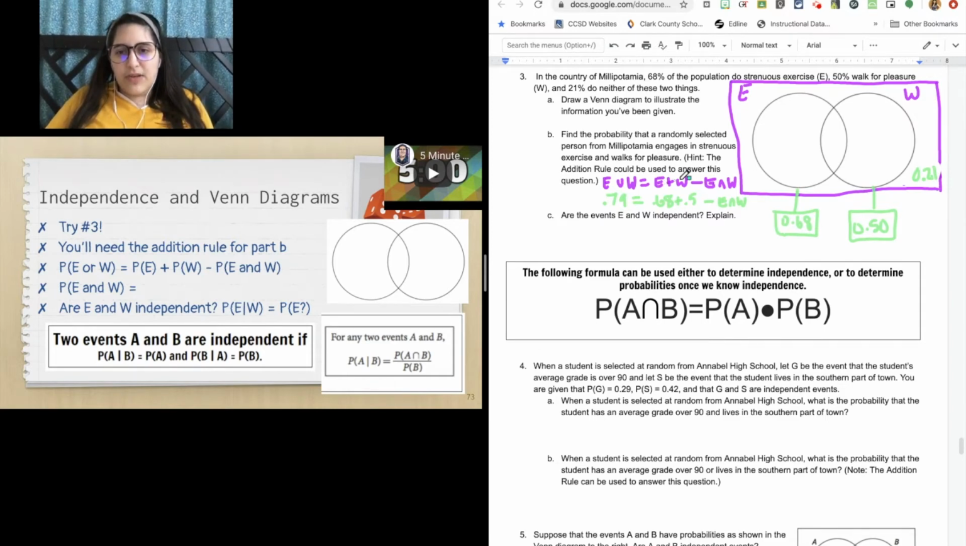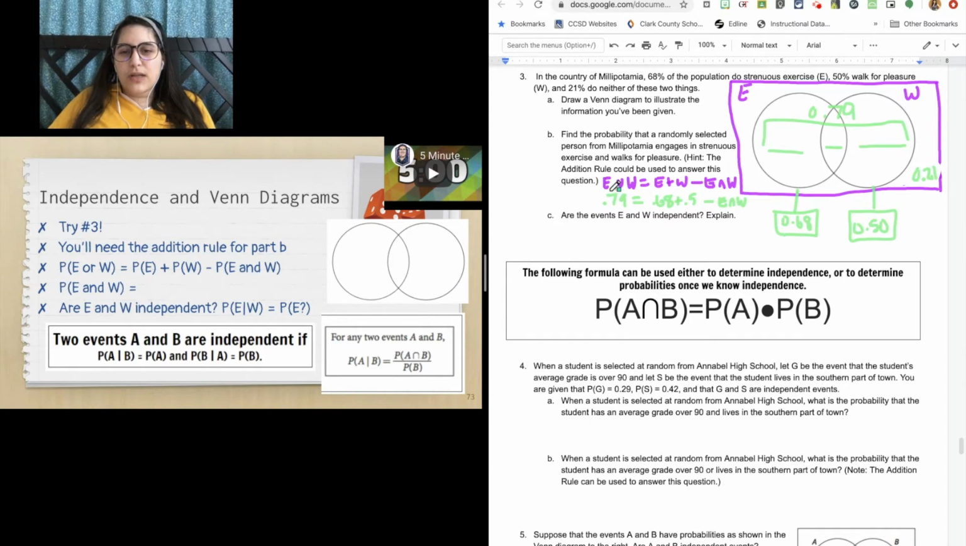So that's probability of E and probability of W. Now, one thing that I hope you remember from Miss L's video is that the OR probability is everything inside of the Venn diagram, inside of the circles. So it's these three values, these three blanks right here. So I know all together this has to be 0.79 or 79%, right? Because 79 plus 21 gives you 100%. Remember, these four numbers, 1, 2, 3, 4, have to add up to 1 or 100%. So this 0.79 is P(E or W).